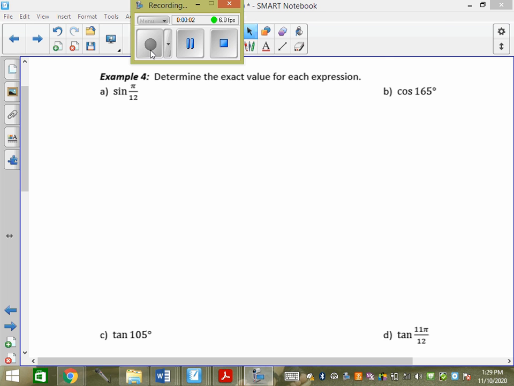So annoying. Pi over 12. If we type that into our calculator, what do we get for a degree? Pi divided by 12. How do we convert? Multiply by 180, divide by pi, right? What do you get as a degree? 15. So we're looking for sine of 15.